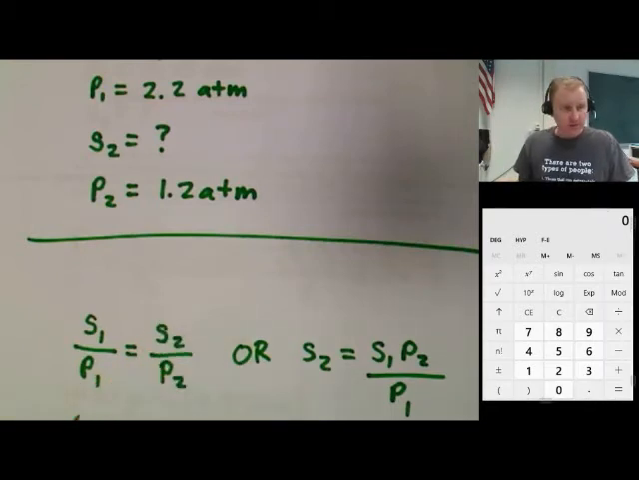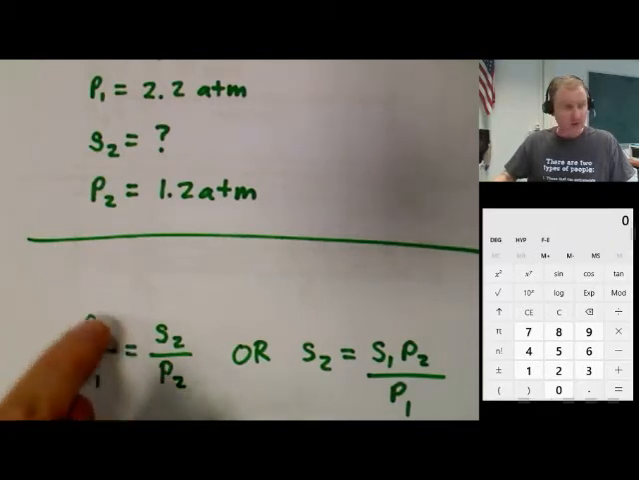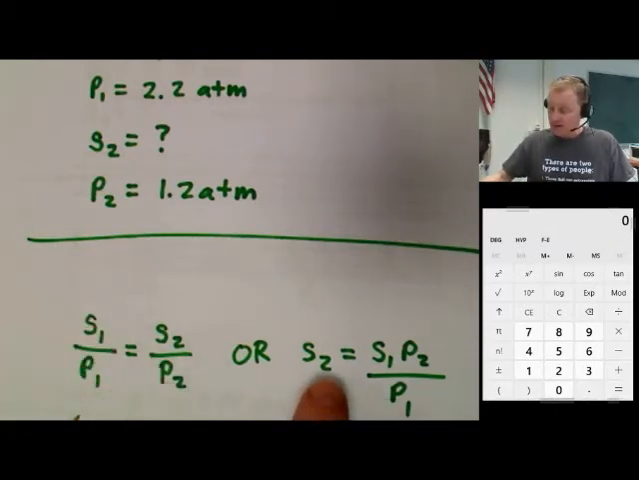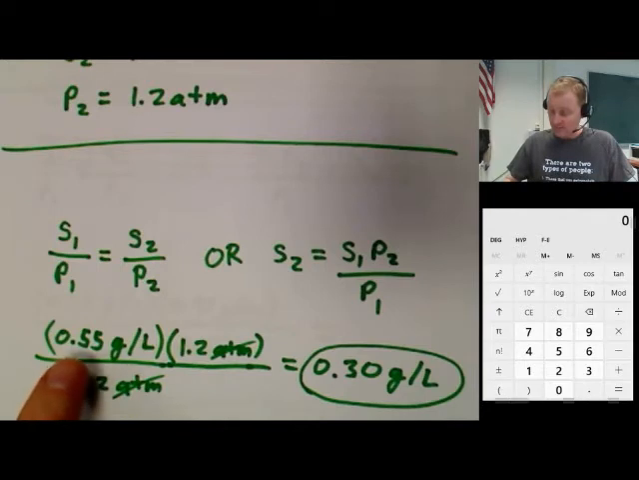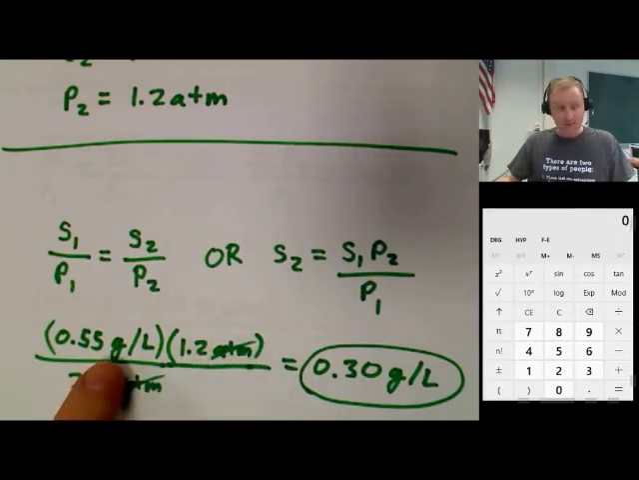Since we're solving for the second solubility, the second solubility is equal to the first solubility, and remember that moved up, times the second pressure divided by the first pressure. I'm just cross multiplying, basically this pressure just cross multiplies and moves up here. So I plug in the actual values for the first solubility times the second pressure divided by the first pressure. Atmospheres cancel. I'm left in grams per liter, and with two significant figures, it's 0.30 grams per liter.